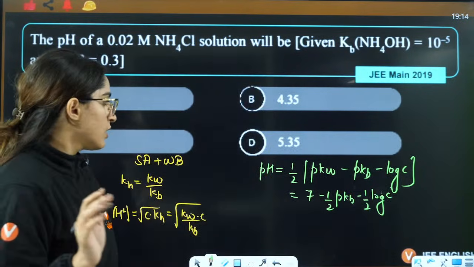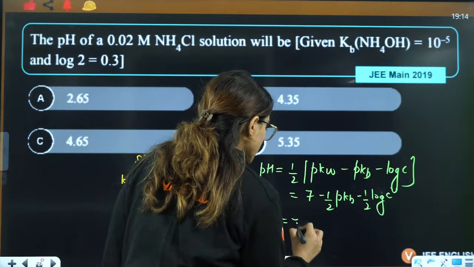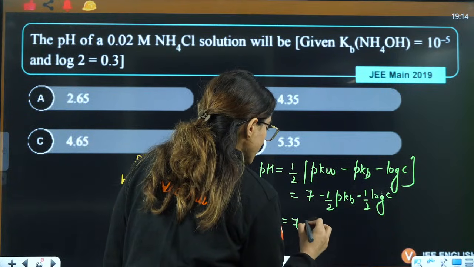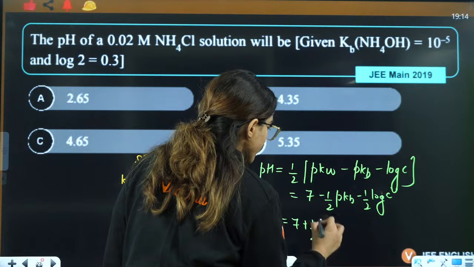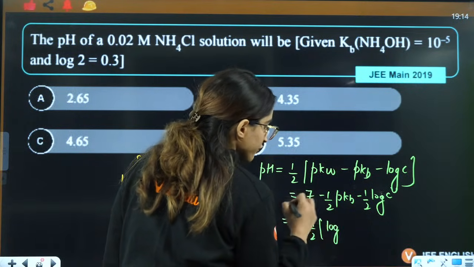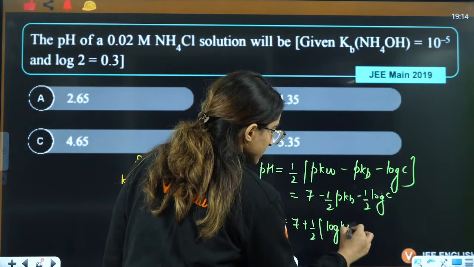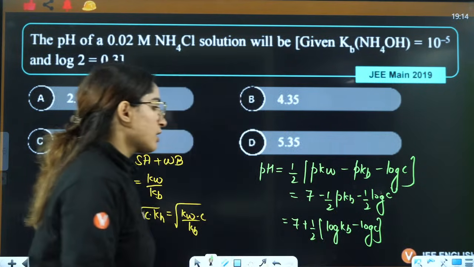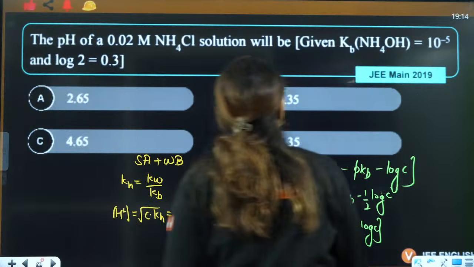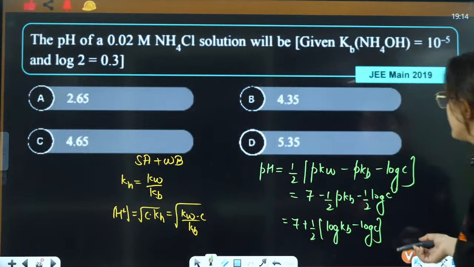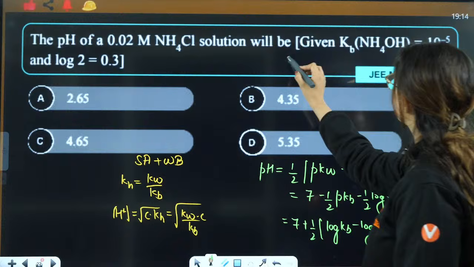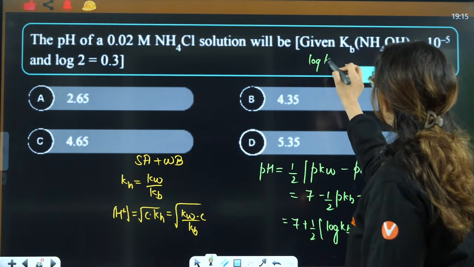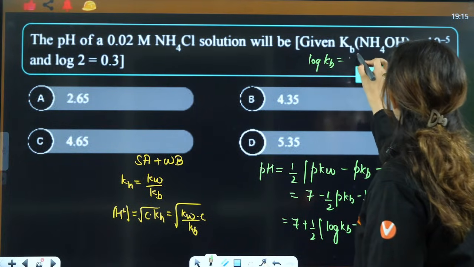Concentration is given, but what is this? This is 7 plus half log of Kb minus log C, okay? Log of Kb is what? So log of Kb is what? Log of Kb is going to be minus 5 here.